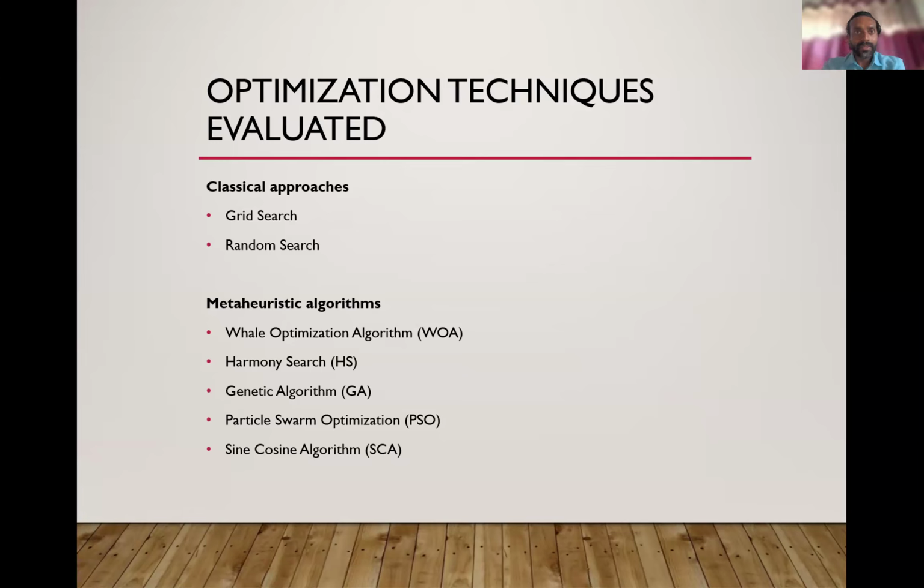Classical approaches: one is grid search, another is random search, and meta-heuristic algorithms like whale optimization algorithm, harmony search, genetic algorithm, particle swarm optimization, and sine cosine algorithm.